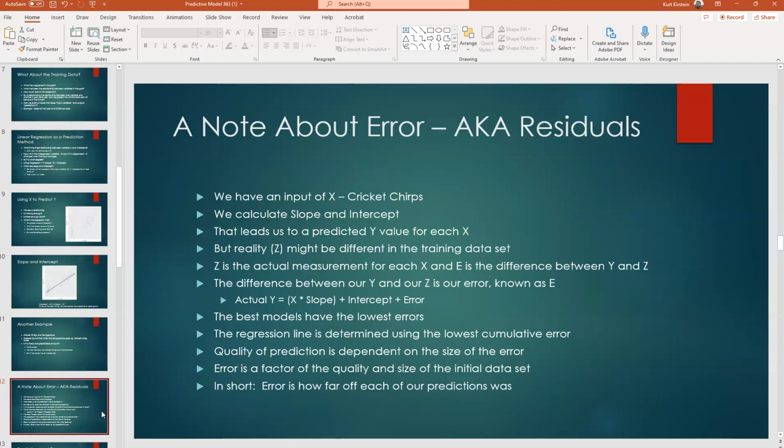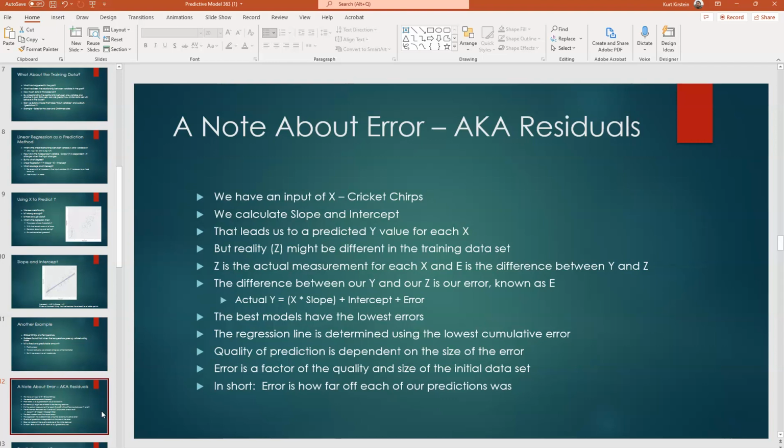So I'm using z as a kind of the reality. This is what we really know. We know that the cricket chirps 60 times and it's 70 degrees outside, but our model said it was going to be 72. So the model is close, but it's not quite exact. We need to take note of the fact that there is error built into our model. Each time we take an input variable and predict an output variable, there's going to be some amount that's off. Ideally, we want it to be off as little as possible.